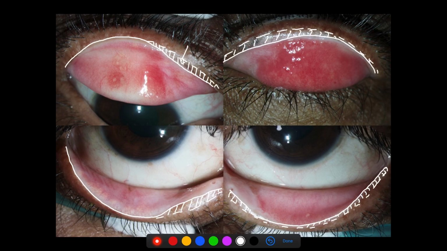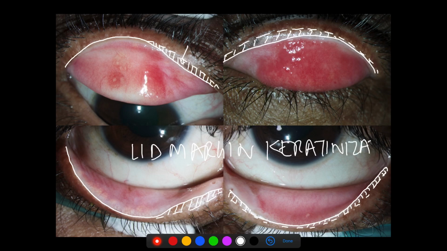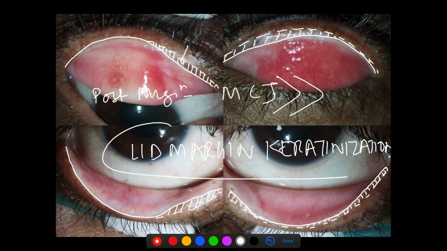Sometimes you can have an anterior migration of the mucocutaneous junction also, extremely rare. I have seen some cases, but mostly it's posterior migration. This posterior migration of the mucocutaneous junction is what is known as lid margin keratinization. All right. However, like I was mentioning before, I would prefer using the term posterior migration of the mucocutaneous junction rather than using the term lid margin keratinization.